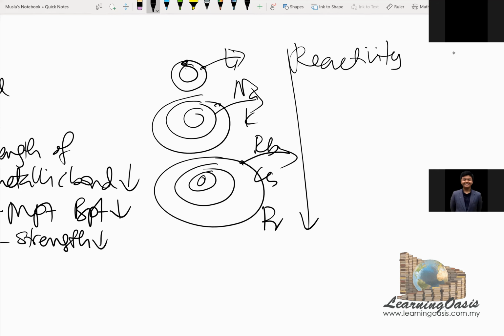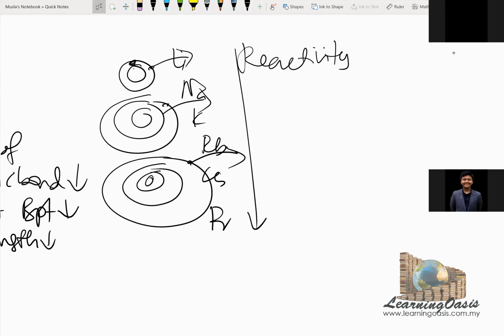Remember, what is reactivity? It's about the tendency of a metal to lose electrons. When we talk about metal reactivity, do you remember, everyone? Reactivity is about the tendency of an element to lose electrons. As you go down the group, it's getting easier to lose electrons. So does reactivity increase or decrease? It increases down the group.